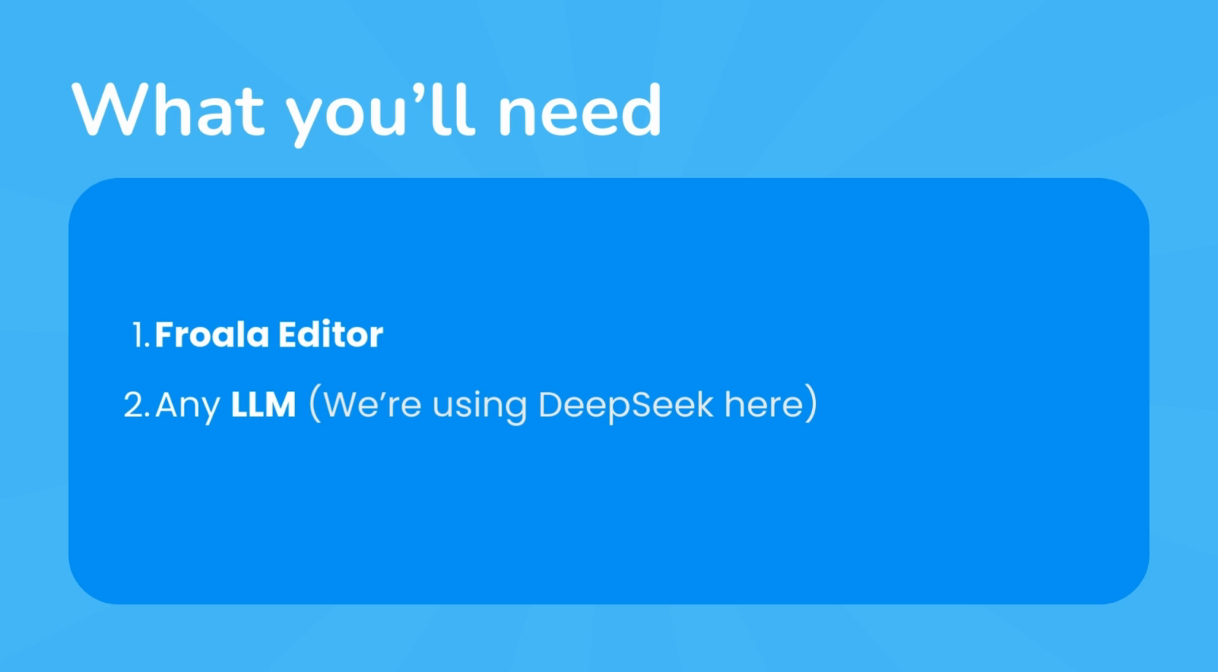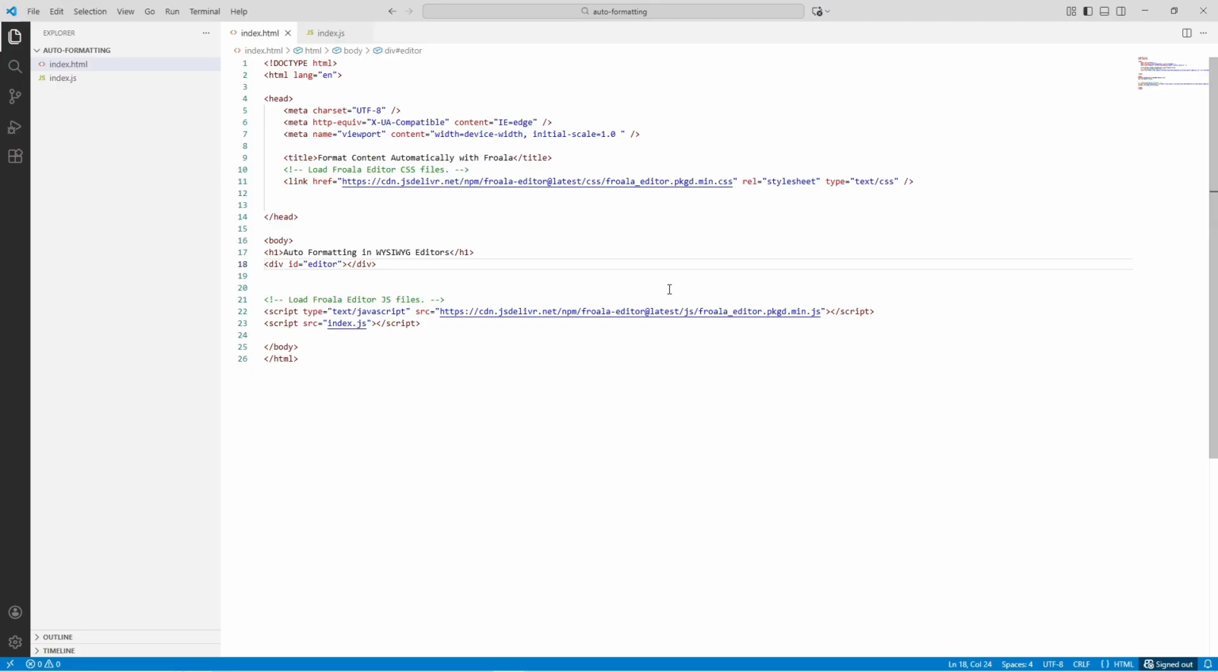Let's start! Okay, so what we have here is a standard Ferwala implementation, but with some custom plugin logic and some integrated AI as well. So as always, we're loading the Ferwala style sheet and the JS here. We're also calling our main JS file. We have a heading here, and this is where we'll put our editor. So let's move on to the JavaScript file.